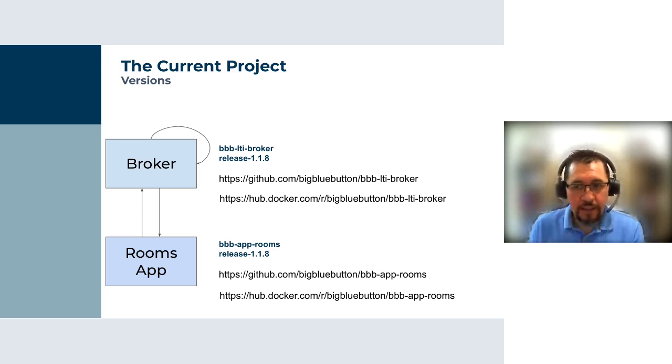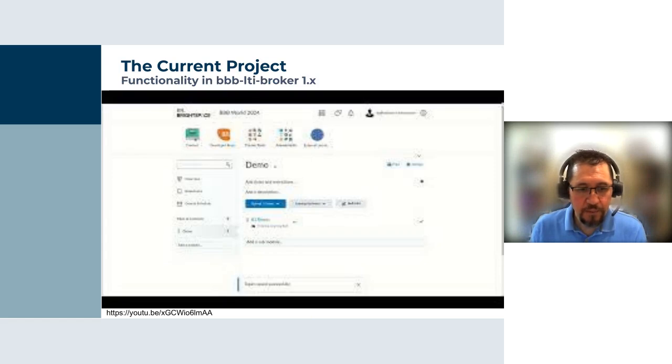So in the current state of the project, the version that we have in production right now is the broker 1.1.8 and the rooms application 1.1.8 as well. Those are available through our GitHub repository and also through Docker images in Docker Hub. But let's see what this application looks like in terms of functionality.